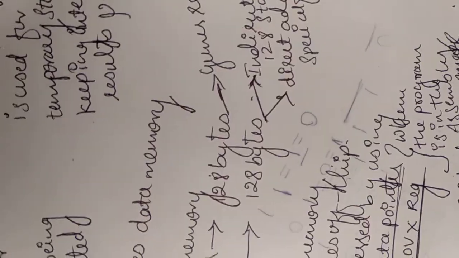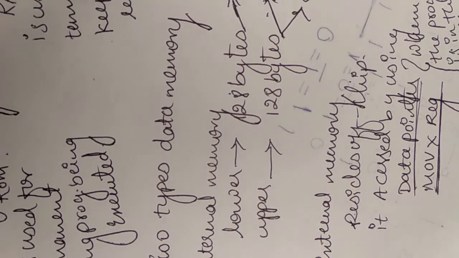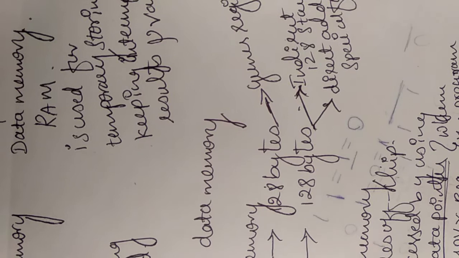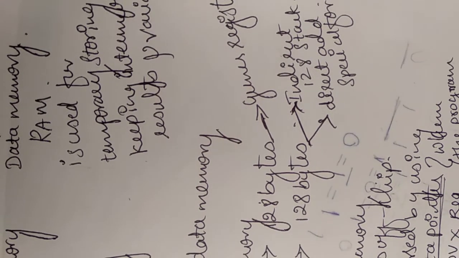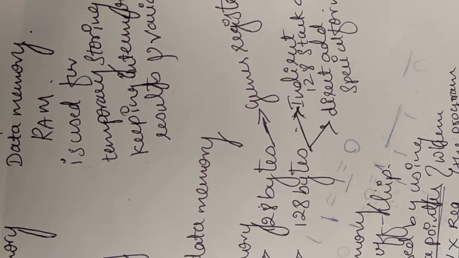So this is regarding the data memory, that is, internal memory and external memory. In internal memory we have the lower 128 bytes and upper 128 bytes. The lower 128 bytes are used for general register purposes and data storage, and the upper 128 bytes are used for indirectly addressed stack, and the special function registers are addressed directly.